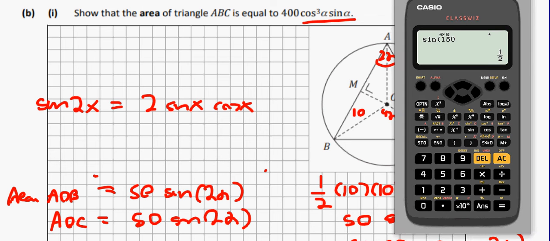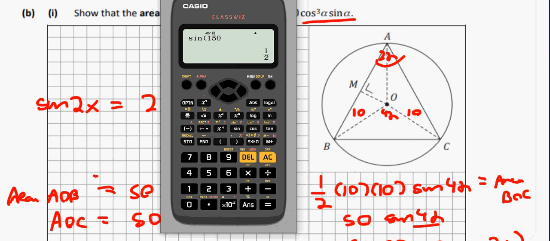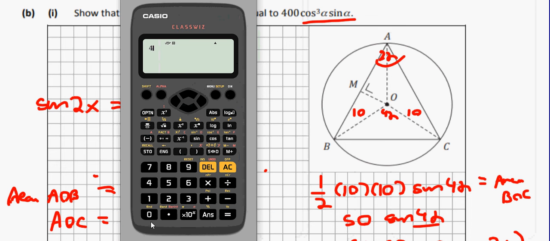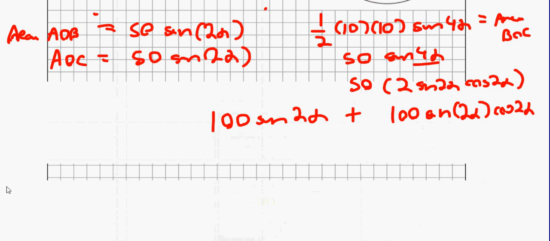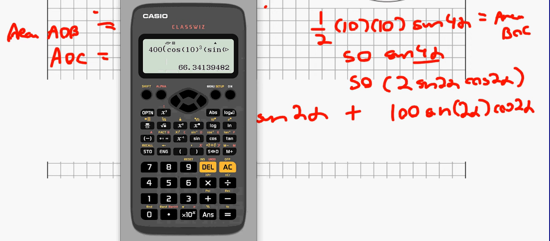So if I did, for example, 400, and I'll pick any angle, like let's say I pick 10, alright? And I'll just choose cos 10 to the power of 3. I'm basically just testing now what an angle of 10 would give me as an answer. Sine 10. I go, no bother. Oh, that gives me 66.34. Alright? And then I go down here and I do exactly the same thing.